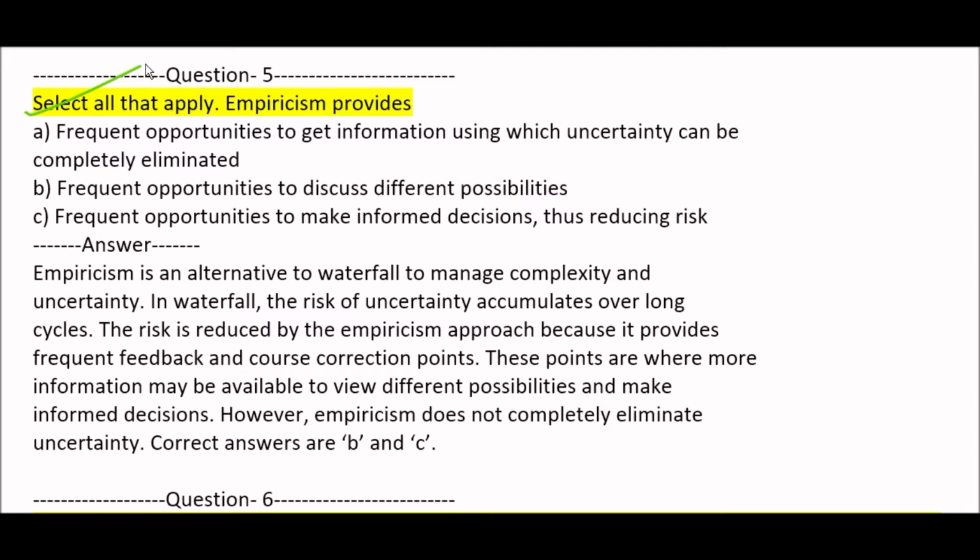The right answer here is option B and option C, because empiricism is an alternative to waterfall to manage complexity and uncertainty. In waterfall, the risk of uncertainty accumulates over long cycles. The risk is reduced by the empiricism approach because it provides frequent feedback and course correction points. These points are where more information may be available to view different possibilities and make informed decisions. However, empiricism does not completely eliminate uncertainty. So the correct answer here is option B and option C.